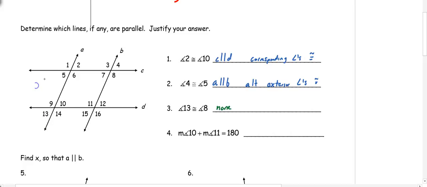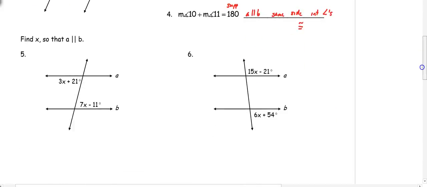In number 4, we have the measure of angle 10 plus the measure of angle 11 equals 180. So remember, if it equals 180, they are supplementary. And because they are same side interior angles, that's the relationship with those angles. So we would say that if our transversal is D for the same side they're on, our lines then are going to be A and B. So A is parallel to B because of same side interior angles supplementary.